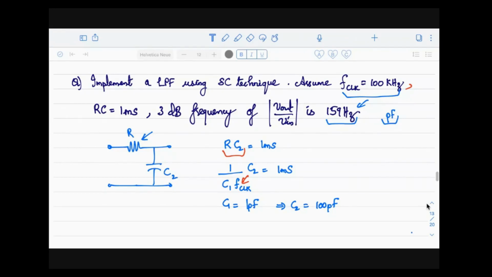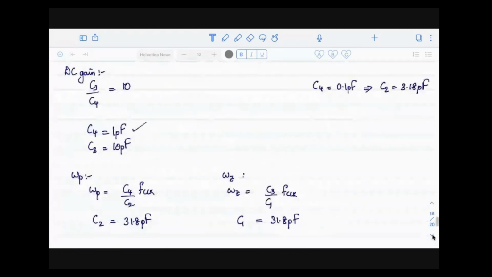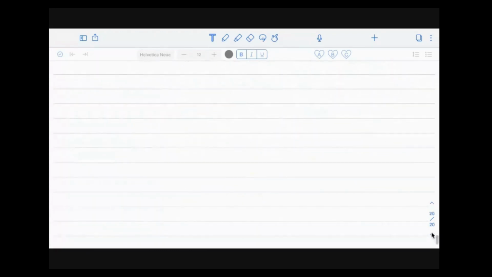Then we also saw switch capacitor circuits in integrated circuits. If you want high resistance, we will simulate the performance of resistors with the help of more switches and on-chip capacitors. That is what we have seen.